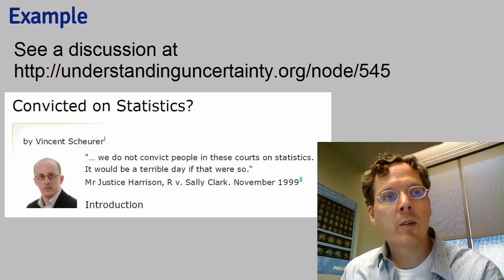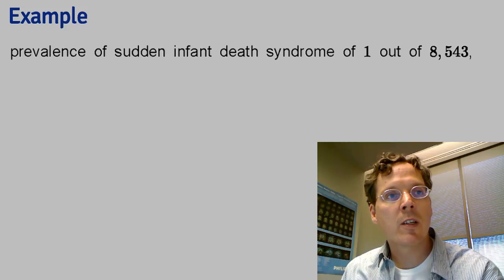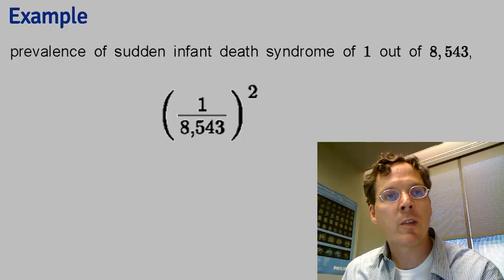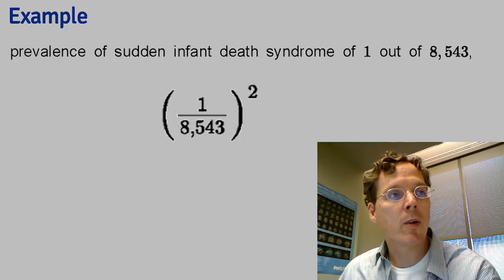The criminal trial involved a mother who had had 2 children die from sudden infant death syndrome. The expert testimony took the prevalence of sudden infant death syndrome as 1 out of 8,500 and then multiplied them together to find the probability of 2 children having sudden infant death syndrome with the same mother. Based on this evidence, and I presume other evidence, the mother on trial was convicted of murder.